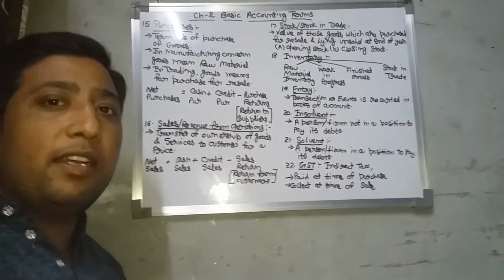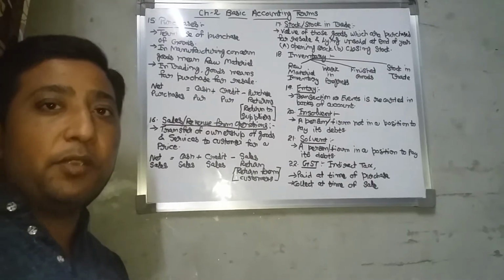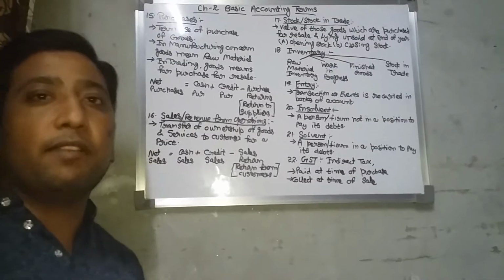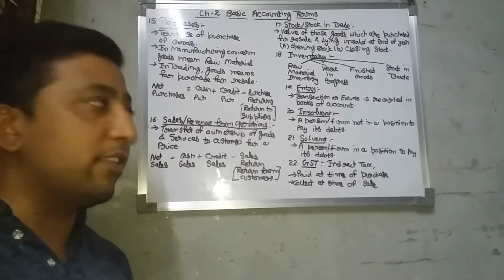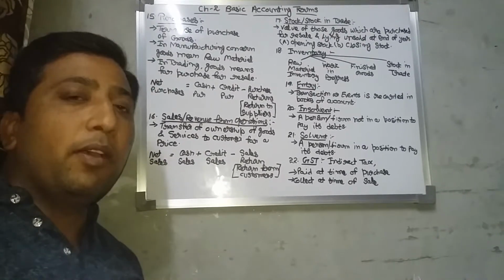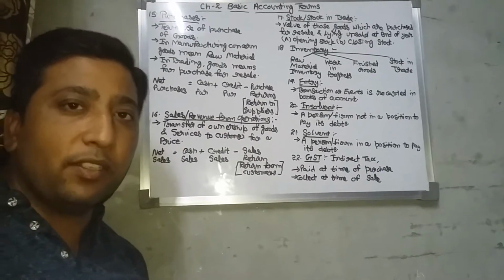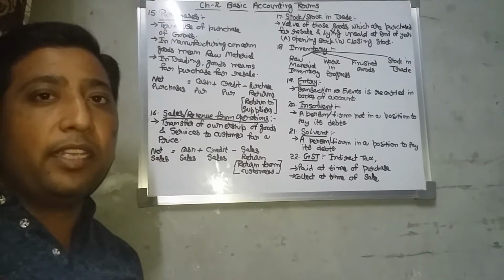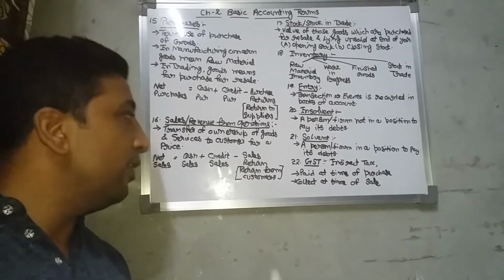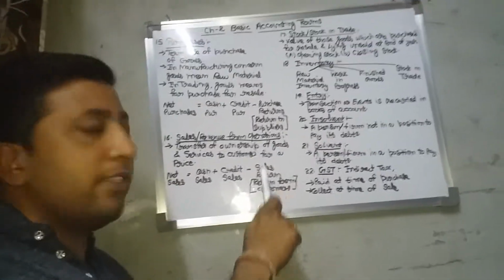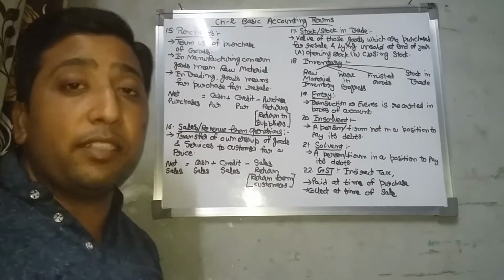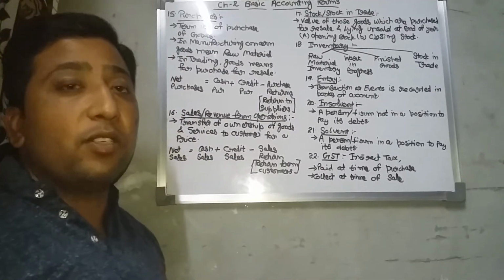Second one is sales or revenue from operations. When you transfer the ownership of goods and services to another person, to the customer, for a price, it is known as sales. So sales also include goods sold on cash as well as on credit, and if there is any defect the customer will return the goods to us. So net sales equals cash sales plus credit sales minus sales return.